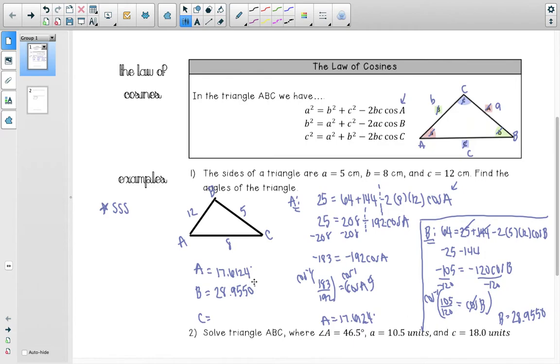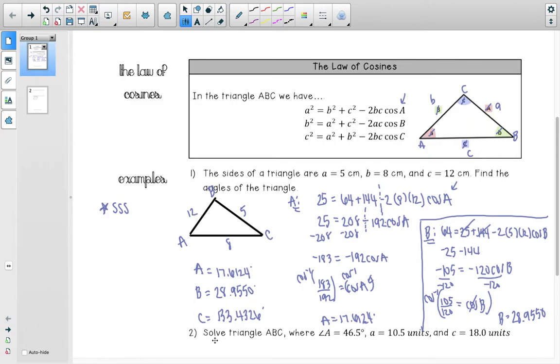degrees. Okay, so then you're going to take 180 minus that 28.9550 minus the 17.6124, and angle C is 133.4326 degrees, okay? And let's talk about that.